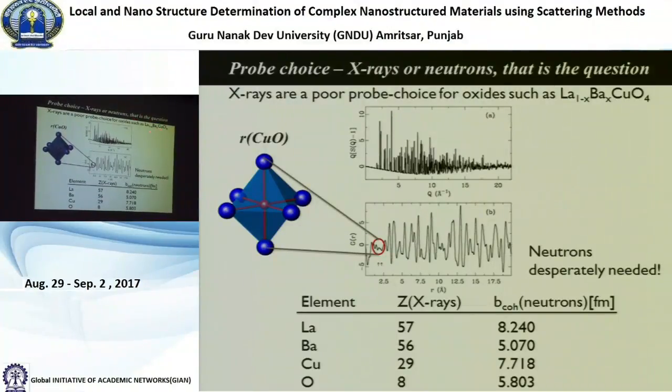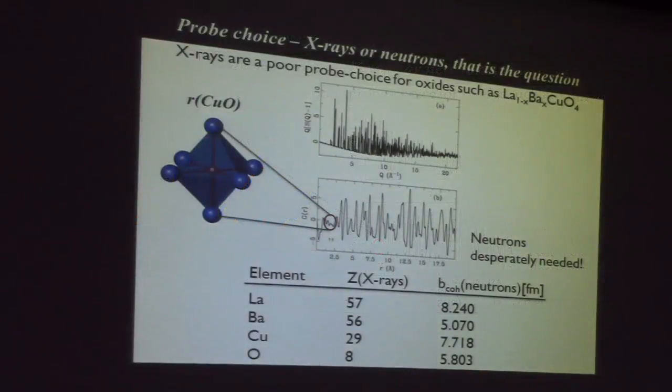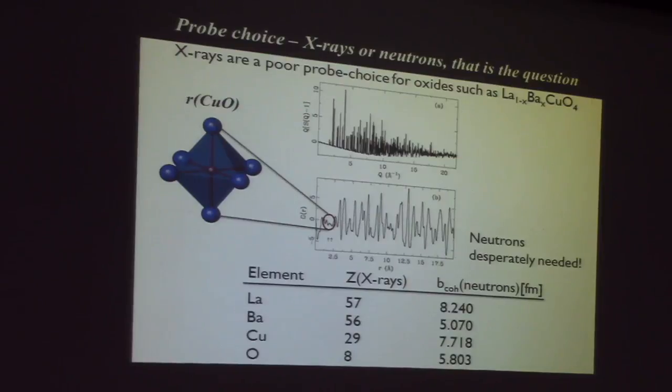So this is a particular example. I took these slides from Emil, and we do a lot of work together on these cuprates. These are high temperature superconductors, and we do a lot of work on strongly correlated electron materials. So this is kind of physics-y research.